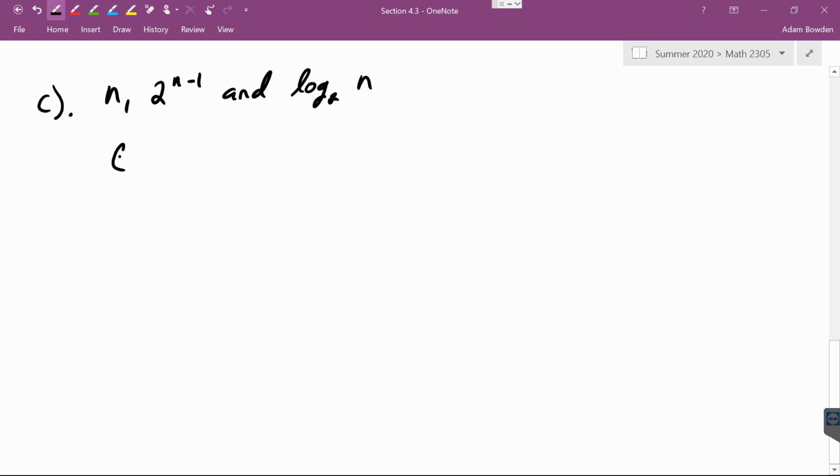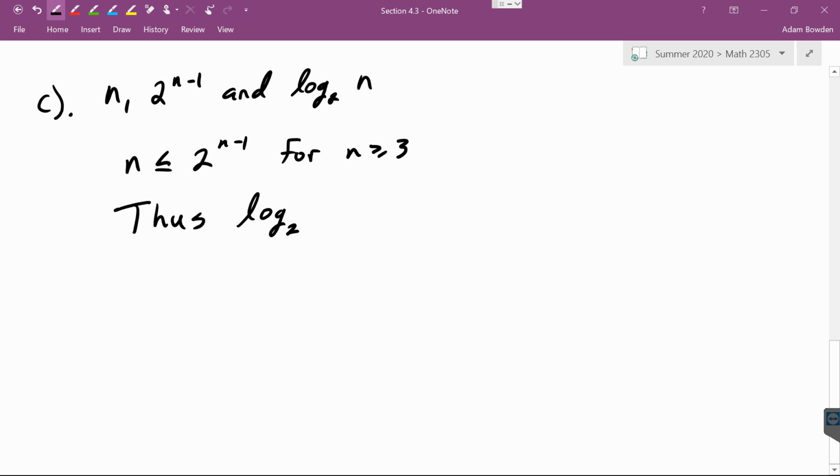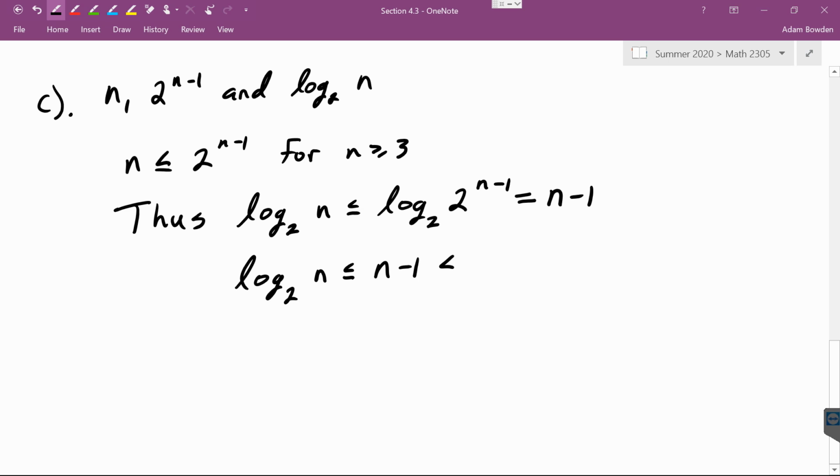So above we had talked about how n is less than or equal to 2 to the n minus 1 for n greater than or equal to 3. Thus we can say that log base 2 of n is less than or equal to log base 2 of 2 raised to the n minus 1. And by the property of logarithms, this is simply equal to n minus 1. Thus we can see how log base 2 of n is less than or equal to n minus 1, which would be less than or equal to n.